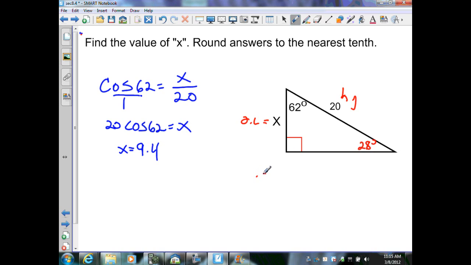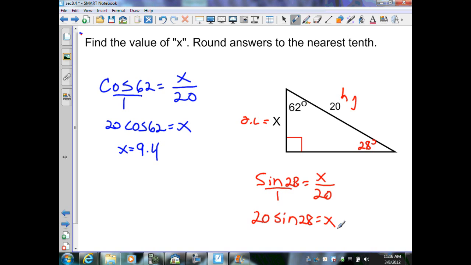So I'm going to have the sine of 28 equals opposite, which is x, over the hypotenuse, which is 20. Set up a ratio on the left side and use the cross product. I get 20 sine of 28 degrees, and that is my x.